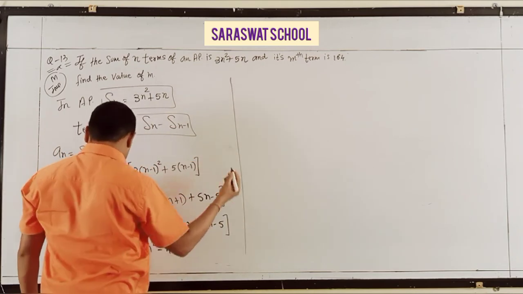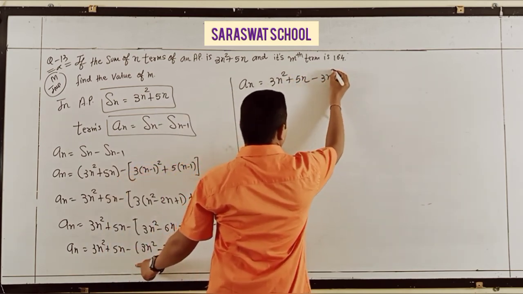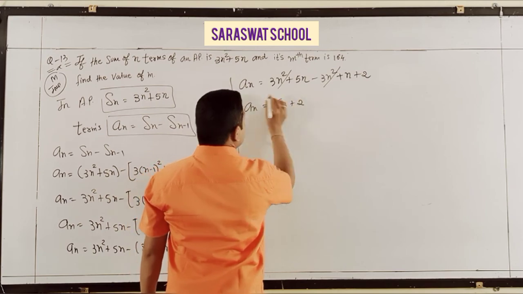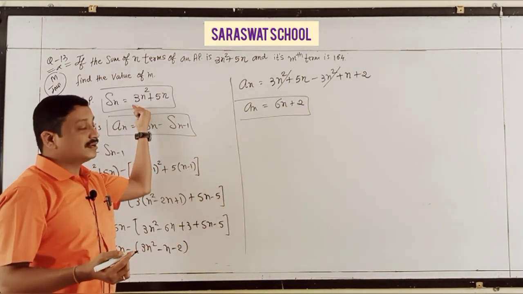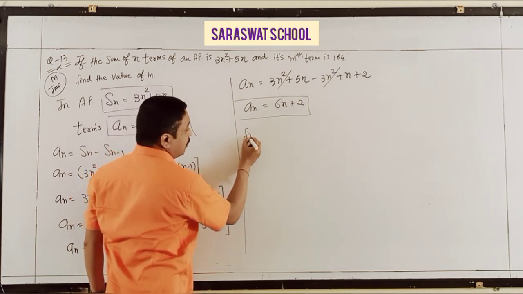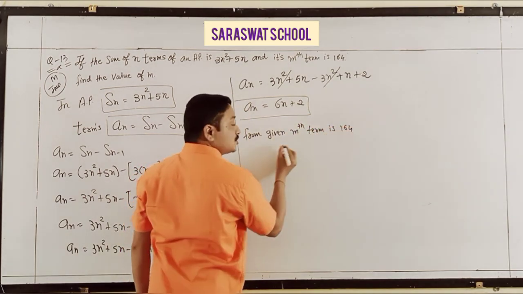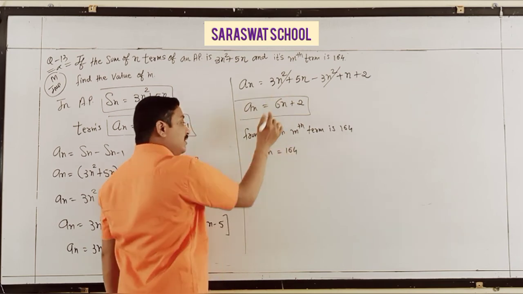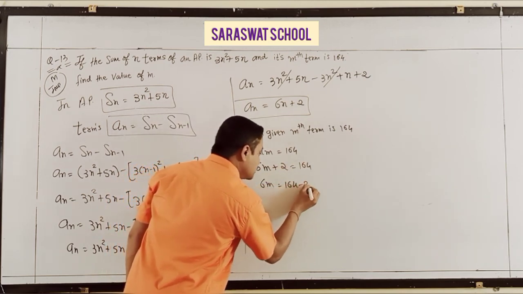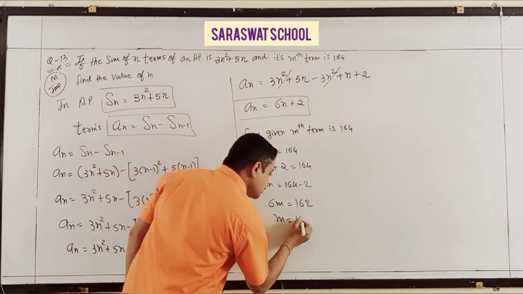Now you expand. So an is 3n square plus 5n, minus 3n square plus n plus 2. That finished. And that is your an term ready: 6n plus 2. It means, students, that is the nth term. Now the mth term is given 164. It means, students, a of m is 164. Apply here 6m plus 2 equals 164. Easily 6m becomes 164 minus 2. It means 162. Now divide by 6. So m becomes 162 divided by 6.